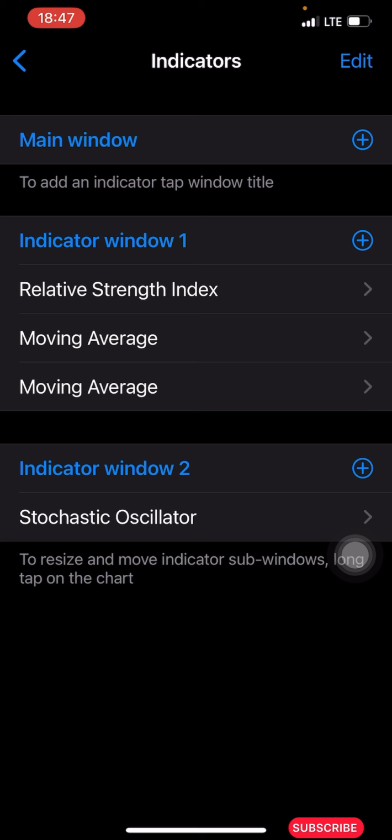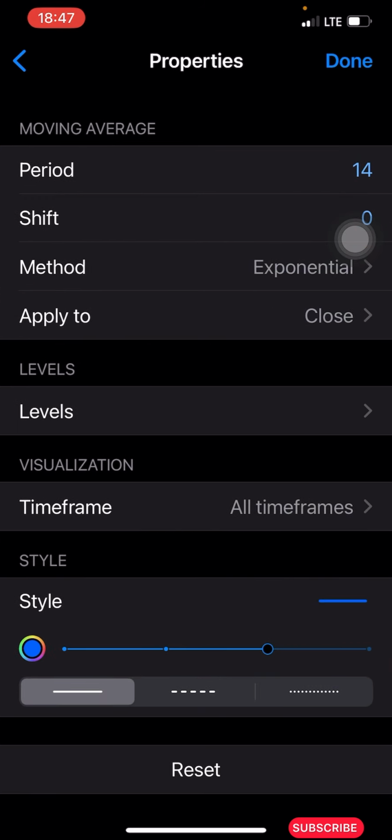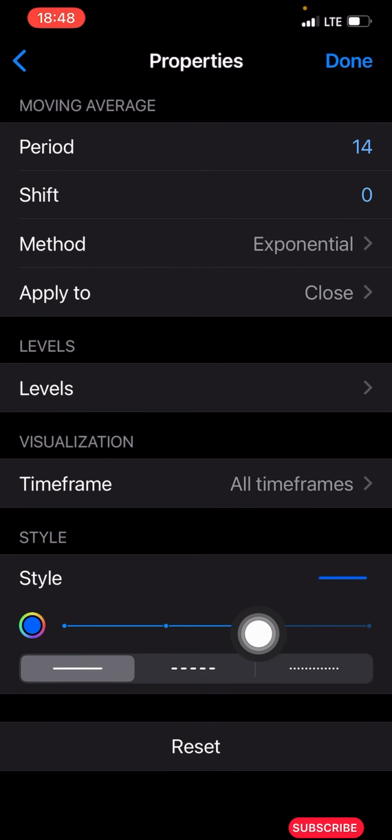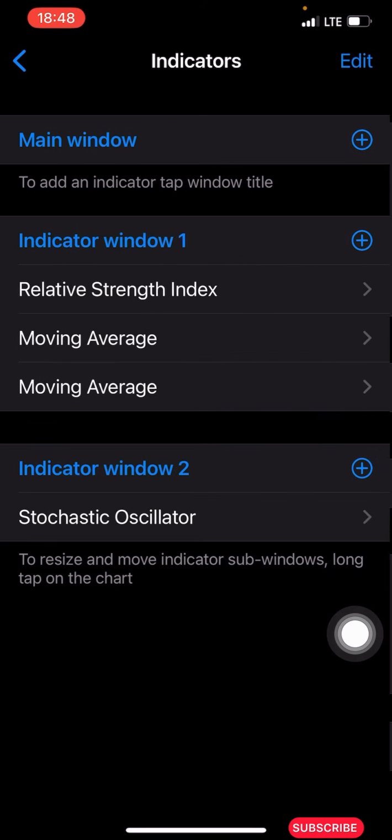Now the next indicator we have here is the moving average. You click on the indicator window 1 plus icon to add the moving average under the relative strength index. You search for your moving average. The period is 14, the shift is 0, the method is exponential, apply to close. The level you leave as it is, time frame all time frames. For the style, you make the color blue, 3 pixel, and you click on done. That's the first moving average.